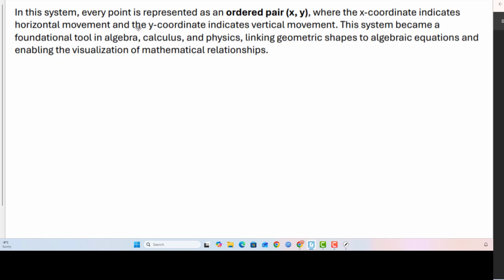In this system, every point is represented as an ordered pair, x comma y, where the x coordinate indicates the horizontal movement and the y coordinate indicates the vertical movement. This system became a foundational tool in algebra, calculus, and physics, linking geometric shapes to algebraic equations and enabling the visualization of mathematical relationships. So we're going to give an example.